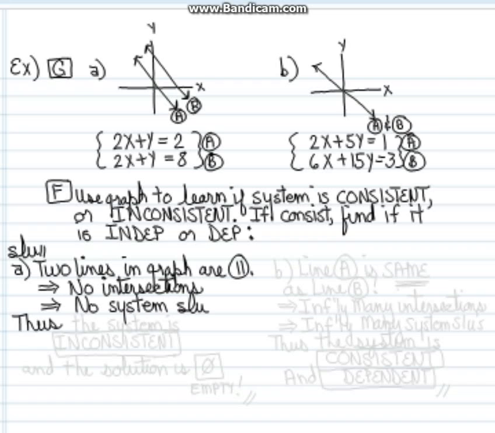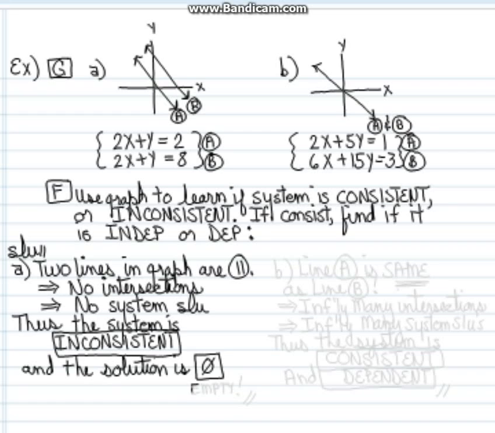Thus, this system is called inconsistent. They never cross each other. It's an inconsistent system because there are no points of intersection. There are no solutions to the system. The solution to the system would be empty. So we write the empty set symbol. It's a 0 with a line through it. It means the set is empty. The set of solutions is empty.